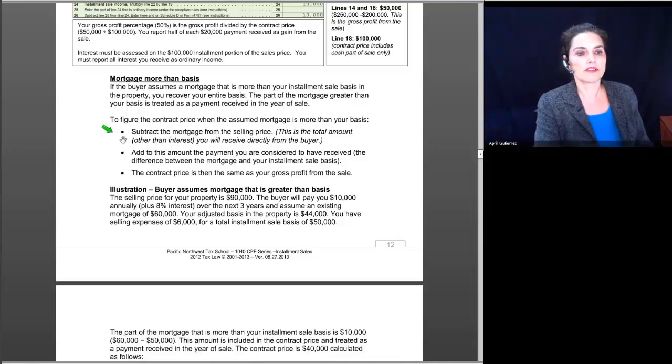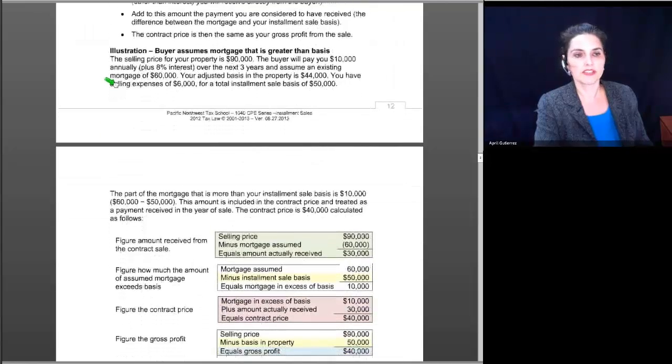This is the total amount, other than interest, that you will receive directly from the buyer. Add to this amount the payment that you are considered to have received, the difference between the mortgage and your installment sale basis. The contract price is then the same as your gross profit from the sale. So here's an illustration. The buyer assumes a mortgage that is greater than the basis. The selling price of your property is $90,000, and the buyer will pay you $10,000 annually plus 8% interest over the next 3 years, plus assume an existing mortgage of $60,000.